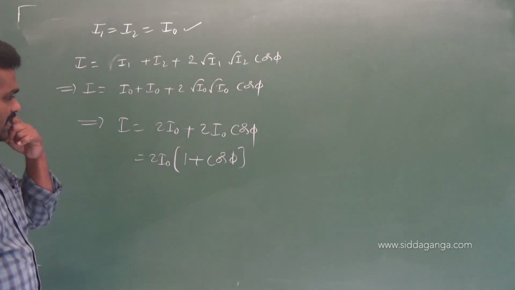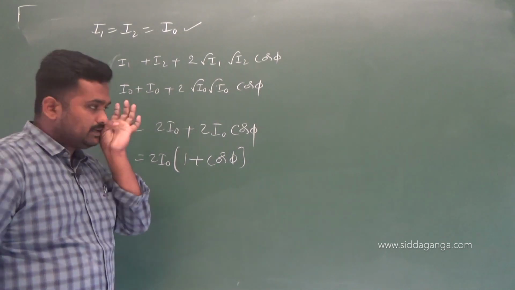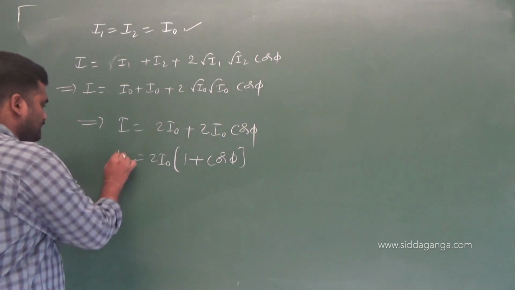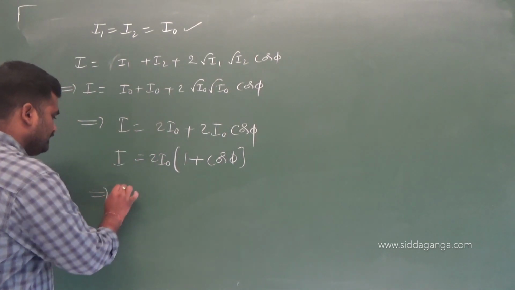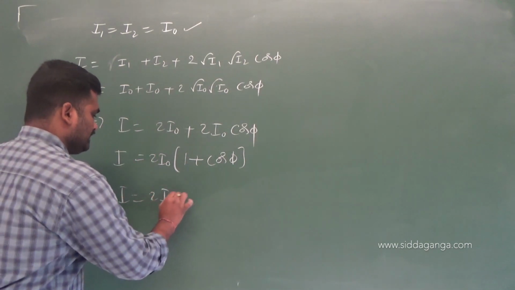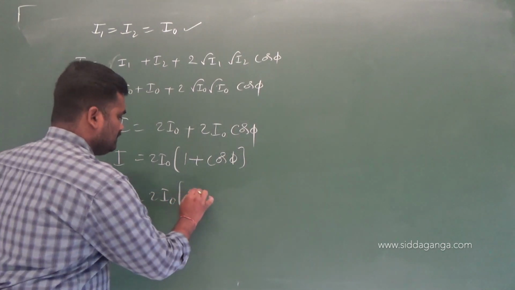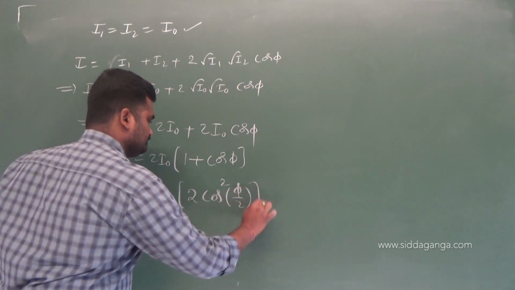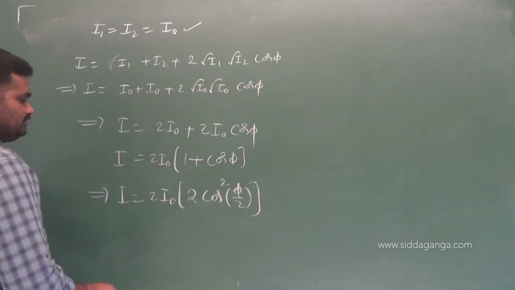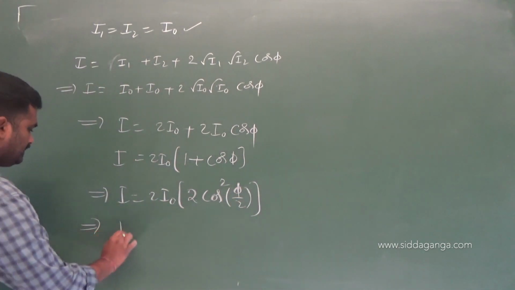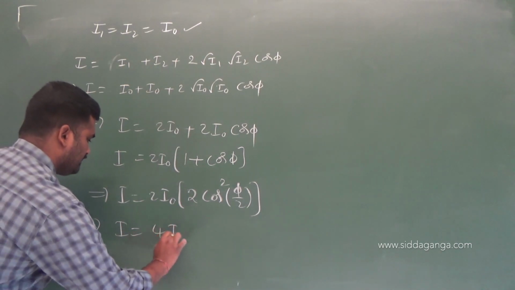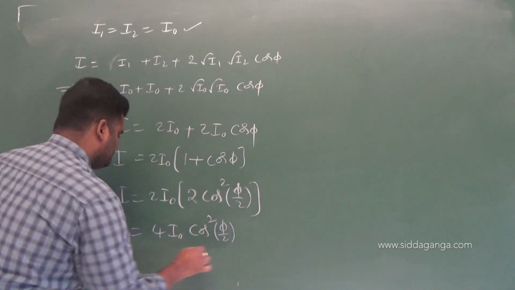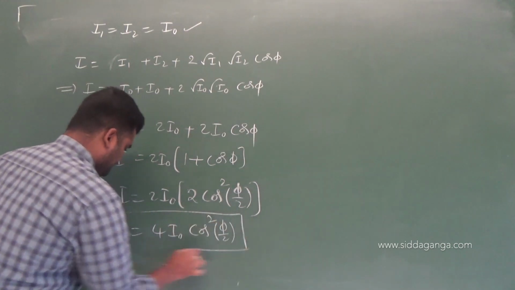I have already told you the value of 1 plus cos phi. It equals 2 cos square phi by 2. So finally, I equals 2 I0 into 2 cos square phi by 2, 2 times 2 is 4, so finally you can write I equals 4 I0 into cos square phi by 2. This is the short way you have to remember.